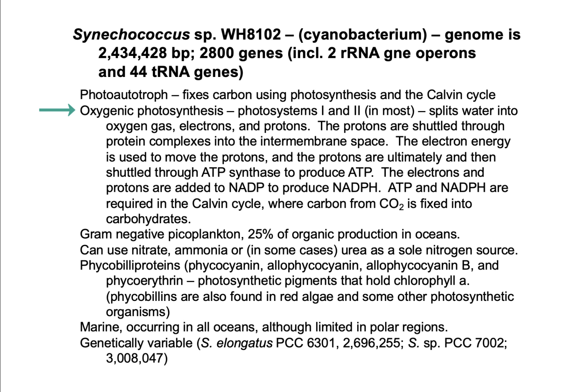Most cyanobacteria have oxygenic photosynthesis. That is, they split water into oxygen gas, electrons, and protons. There are a few that are missing one of the photosystems and are anoxygenic, but this one's oxygenic. The protons are then shuttled through protein complexes in the inner membrane.